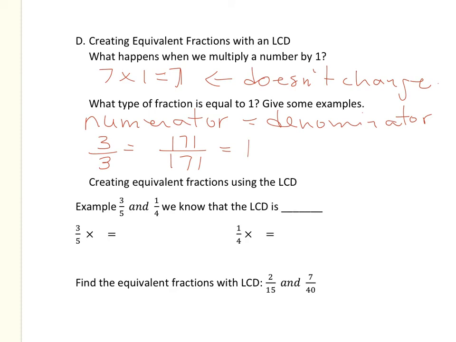Okay, so now we're going to practice taking some fractions and figuring out what their lowest common denominator is, and then creating equivalent fractions using the lowest common denominator. So we already looked at 3/5 and 1/4 earlier in the lesson, and we know that their lowest common denominator is 20. So we're going to decide what type of fraction we're going to multiply each of those by so that we get a fraction that has the lowest common denominator. So we're going to turn them both into something over 20.